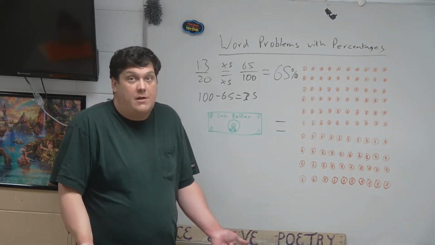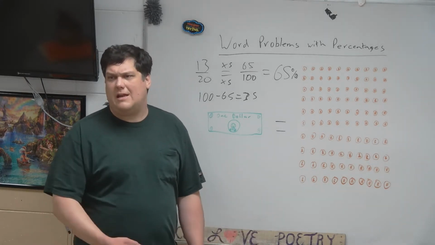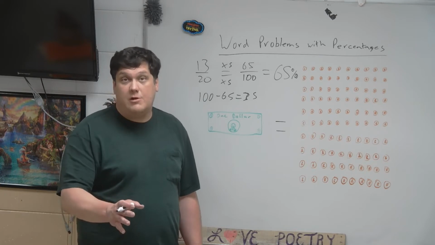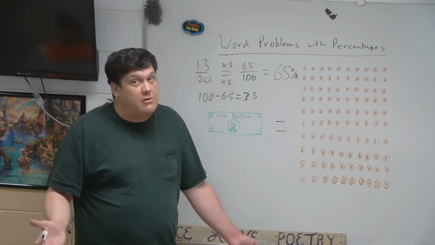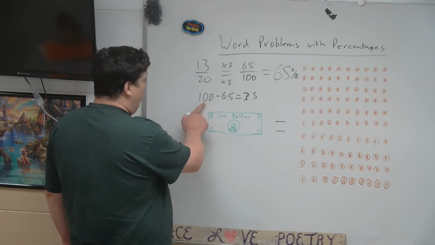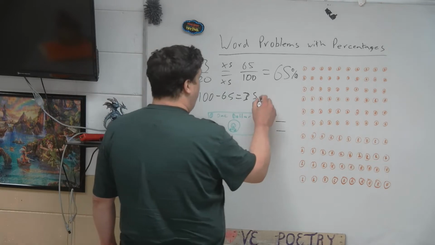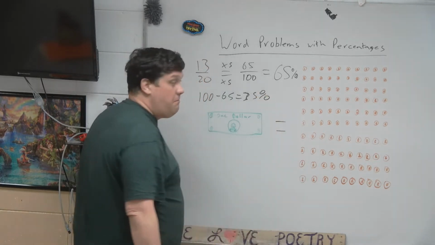It has to be all of them, because every can either gets recycled or it doesn't. I guess you could cut the can in half and recycle half of it. But for the most part, every can either gets recycled or it doesn't. Those are the only two possibilities. So if all the cans are 100% and 65% of them get recycled, then that means 35% of them don't get recycled.